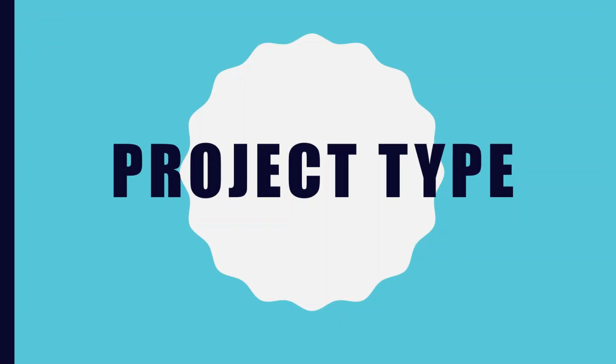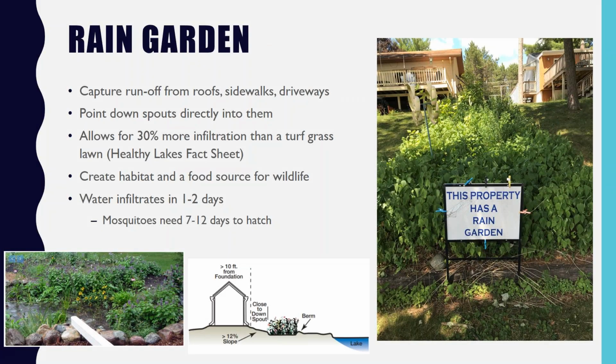So, moving on from why you should use native plants, now we're going to talk about project type. Rain gardens are the first one we're going to discuss. What is a rain garden? A lot of people aren't really sure. A lot of people think that rain gardens have water ponding in them, and we're going to bust that myth. So what a rain garden does is it captures the runoff from roofs, sidewalks, and driveways.